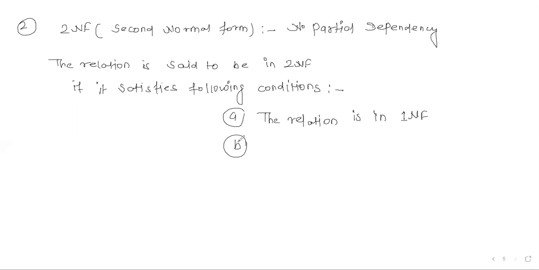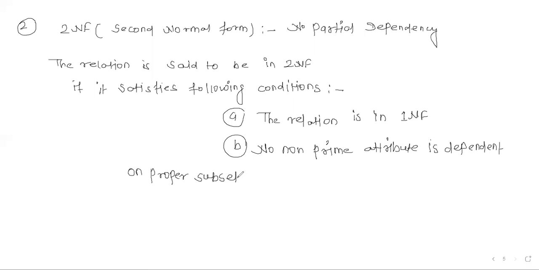Now, what second normal form says is that the table should be in the first normal form, and second, no non-prime attribute is dependent on a proper subset of any candidate key of the table.